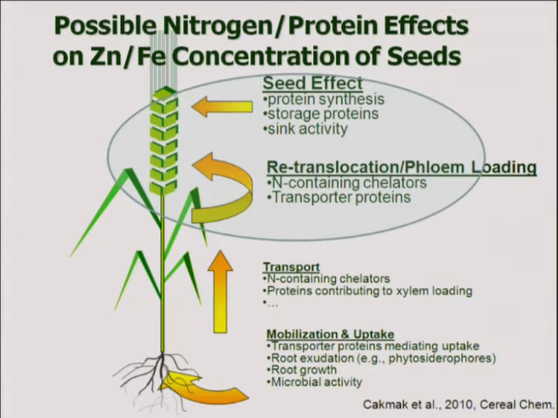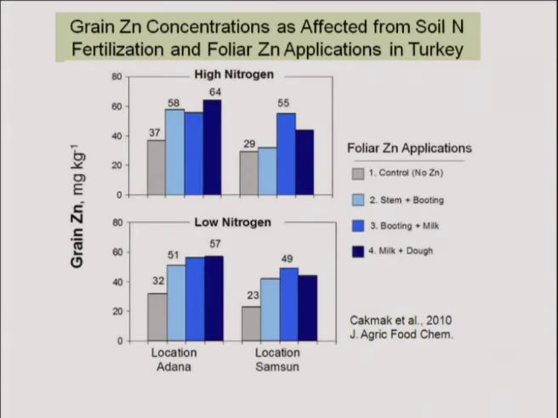Also, for transportation of zinc from the roots to the shoots, you need some chelators, nitrogen-containing chelators. Also, retranslocation of zinc, phloem transportation, depends on different nitrogen-containing compounds. And protein synthesis, storage proteins in the seeds, also attract zinc. So in all these steps, we need zinc and nitrogen.